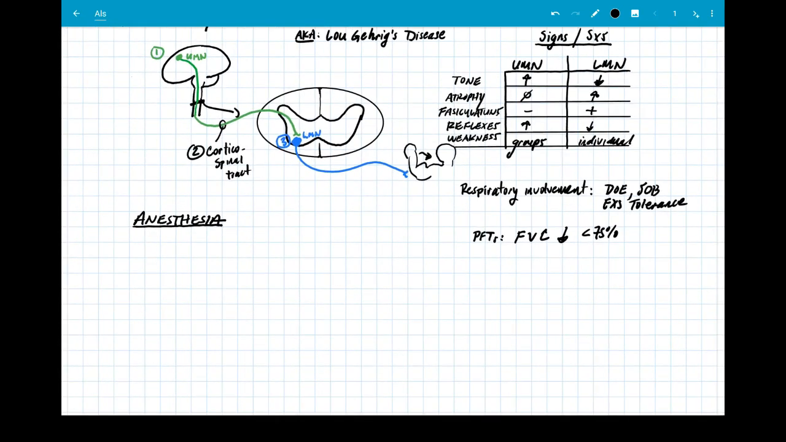Another thing that we should be worried about is, do they have any airway involvement? Meaning, are their airway reflexes compromised? Some of the things that I ask are, do they have any fasciculations or weakness of the tongue?